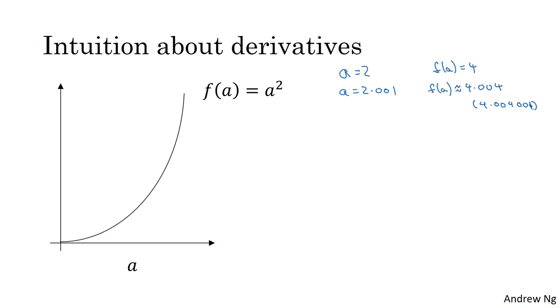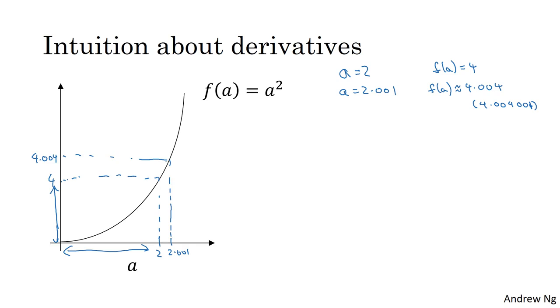So what this means is that when a is equal to 2, let's draw this on the plot. If a is equal to 2, then f of a is equal to 4. And here the x and y axes are not drawn to scale. Technically, this vertical height should be much higher than this horizontal height. So the x and y axes are not on the same scale. But if I now nudge a to 2.001, then f of a becomes roughly 4.004.